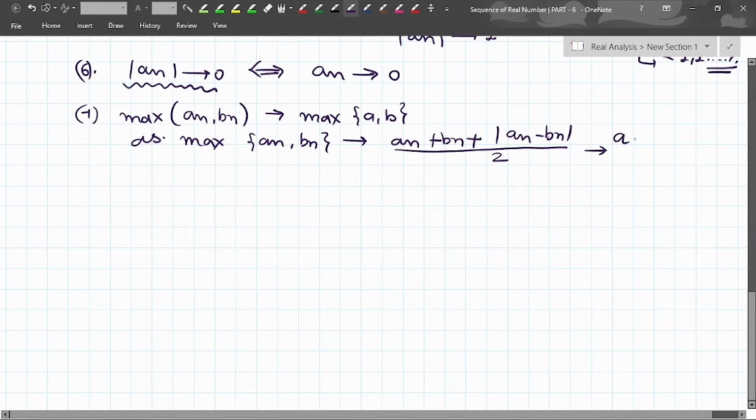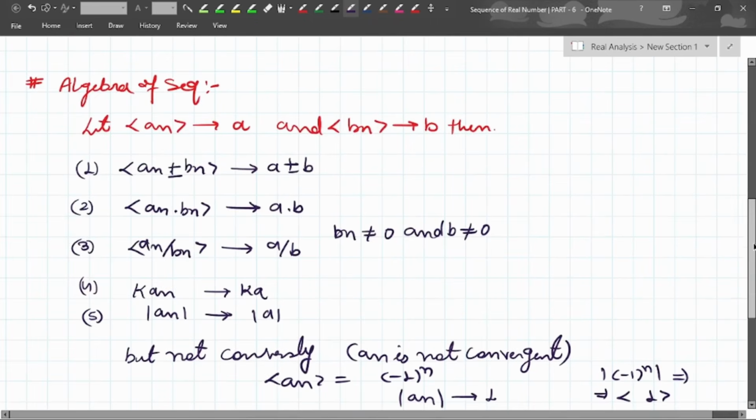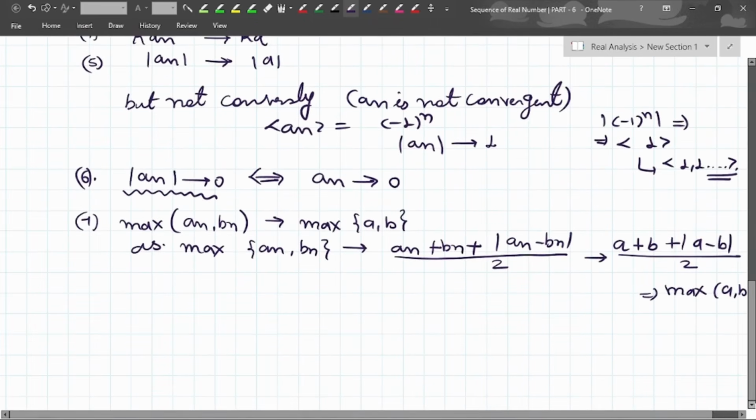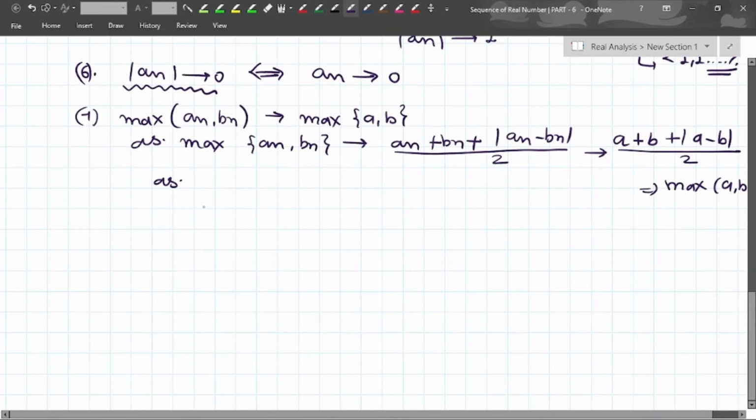aₙ tending to a plus bₙ, and next it is what? a minus b over 2. Okay, and this is nothing but the maximum of a and b. So if I take the minimum, same as the maximum, if I take the minimum of aₙ and bₙ, it is going to the minimum of a and b.